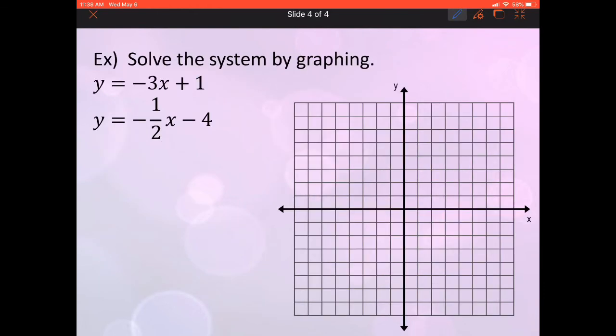Okay, so let's do one more example. So we're going to solve by graphing. So we're looking for the point of intersection. So where do they intersect? So let's say I start with this one. So y equals negative 3x plus 1.